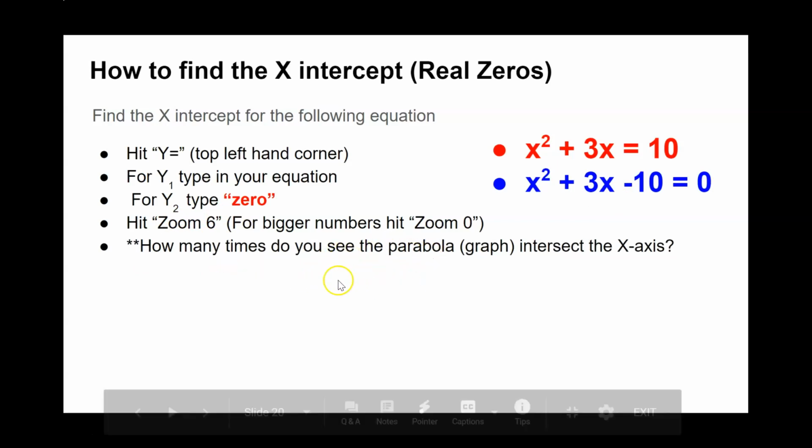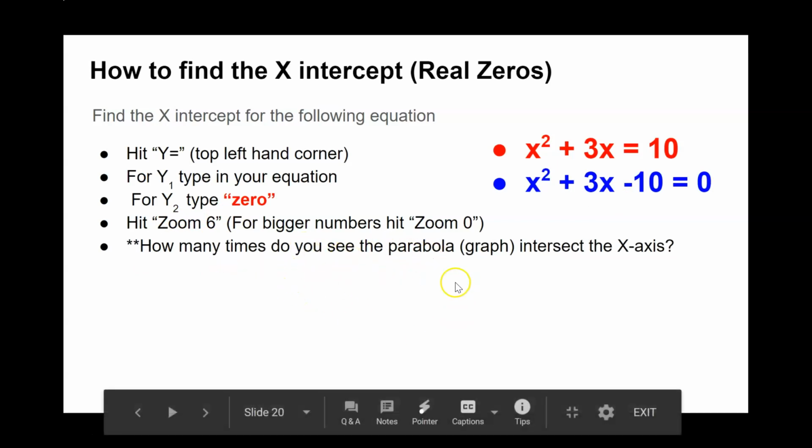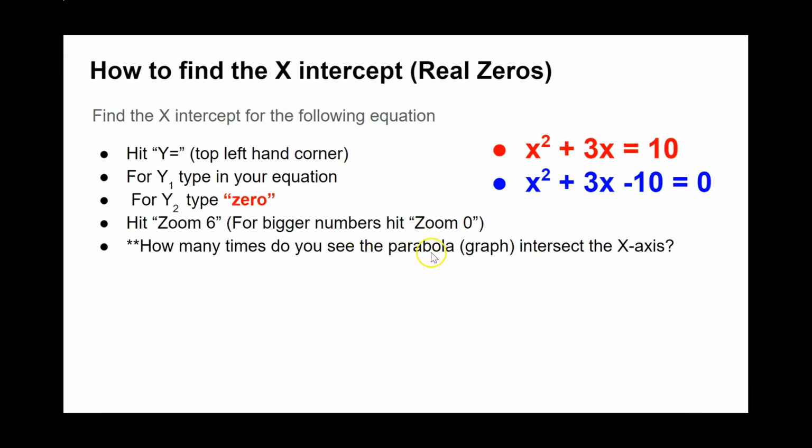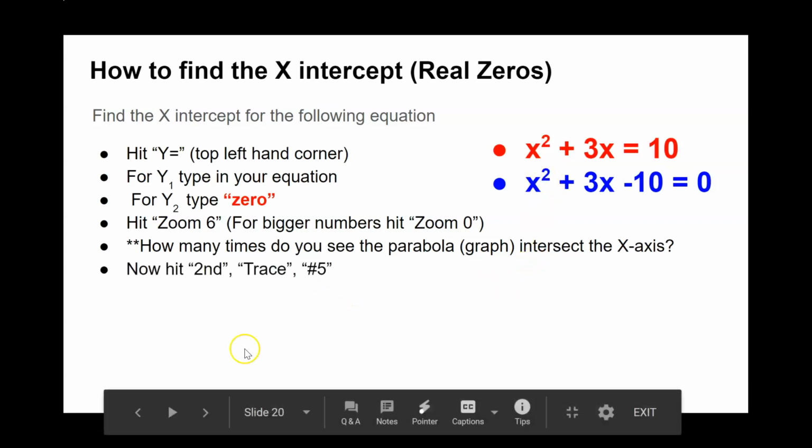Then look at the parabola. The parabola is either going upward or opens downward. How many times do you see that parabola intersect the x-axis? That's what we're trying to find. For this one here, we said 2. The reason why we said 2 is because the highest degree up here is 2. So that's how many times it is going to hit the x-axis, 2 times. The highest degree will give you that answer.